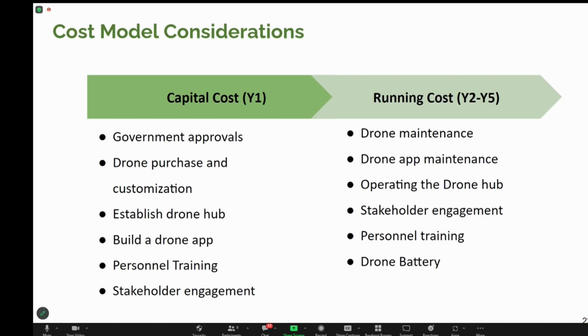When we look at the running cost from year 2 to 5, we're looking at including the drone maintenance, the drone app maintenance, so software updates, actually operating the drone hub, continuing the stakeholder engagement, continuing personnel training, so making sure there's refresher trainings, or if there's any replacement in staff, factoring that in, and finally to purchase a drone battery, because that will have to be replaced within that 5-year period.